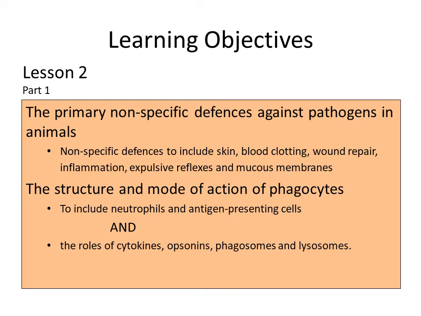So let's have a quick look at what we're going to do in part one of this presentation. We're going to be having a look at the role of the non-specific immune defences against pathogens, and particularly in this presentation we'll be looking at the non-specific barriers, so the physical barriers that the body has to protect itself from being infected in the first place. And we'll also have a look at the different types of phagocytes and their structure. And at the end of this we'll go on to part two, where I'll be discussing how those phagocytes work and how they coordinate their activities with other parts of the immune system.